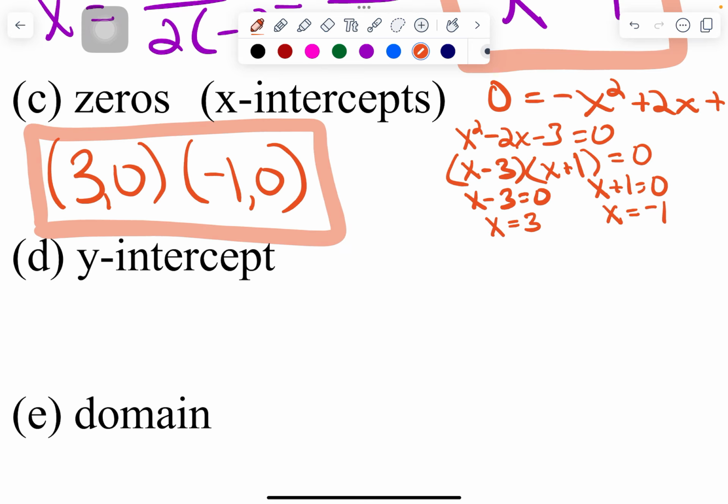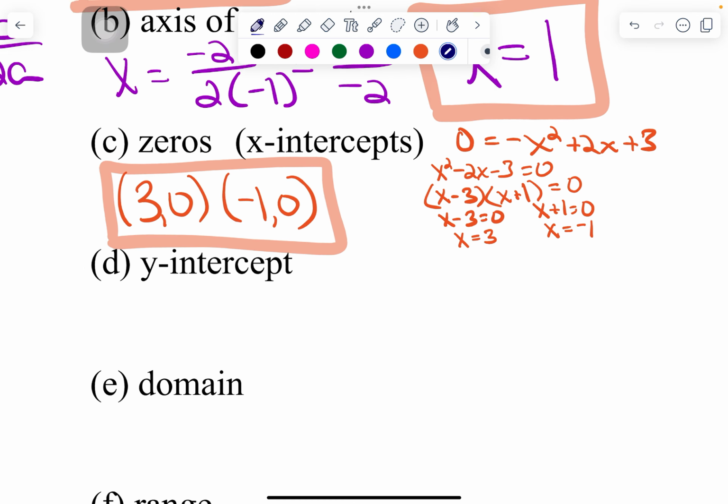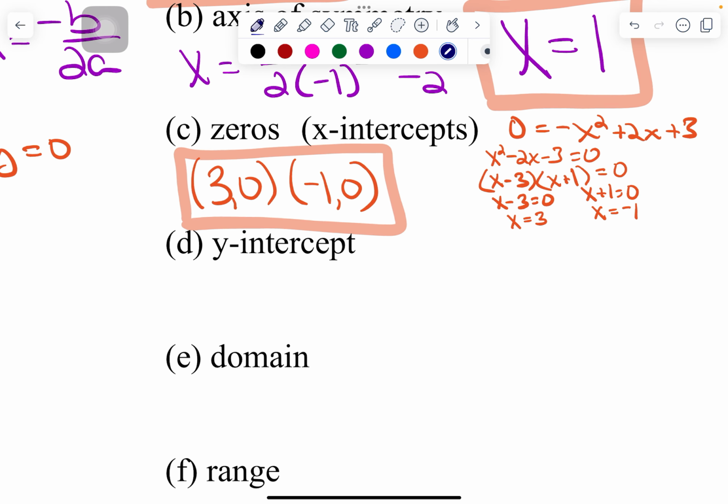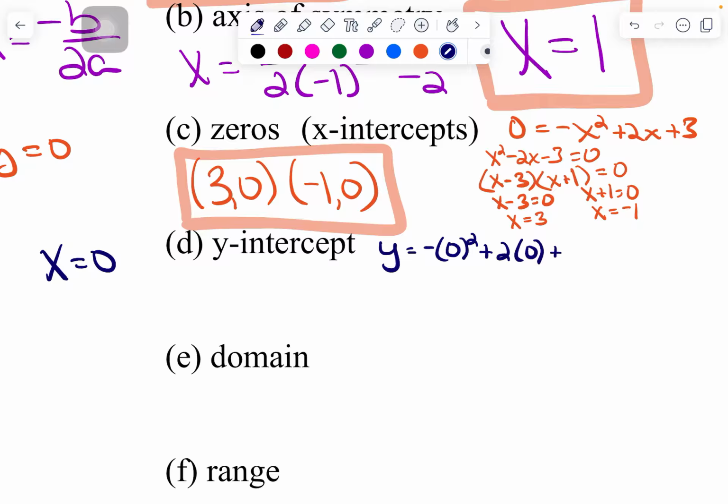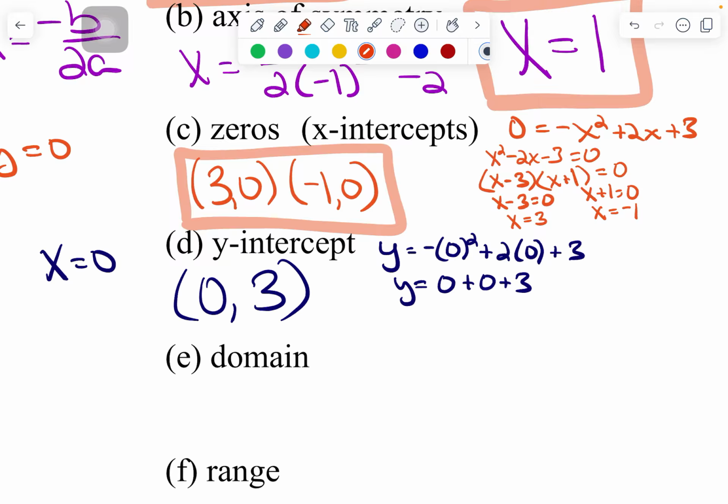Right before I actually graph, I'm going to go ahead and find the y-intercept. To find the y-intercept, I'm going to set x equal to 0. The original equation was y is equal to negative x squared plus 2x plus 3, so I'm replacing x with 0 each time. 0 squared is 0, and you can't make 0 negative. 2 times 0 is 0. So 0 plus 3, I have a y-intercept of just 3.